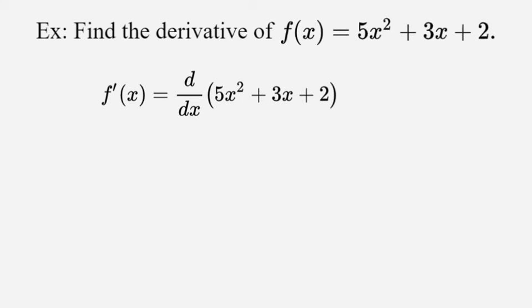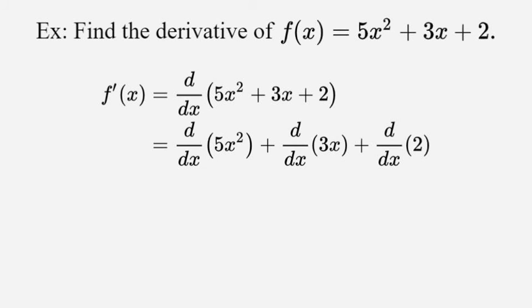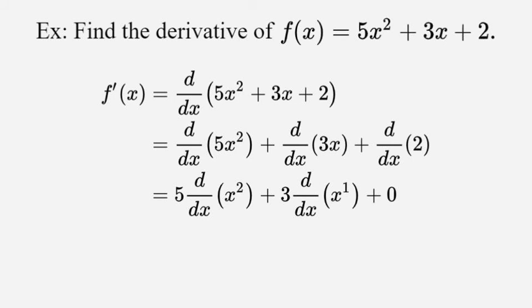So first thing to notice is that this polynomial is a sum of 3 terms, and so I can use the sum rule to distribute that derivative and take the derivative of each term individually. So I'm taking the derivative of 5x squared plus the derivative of 3x plus the derivative of 2. Now when I'm taking the derivative of 5x squared, I can use the constant multiple rule to ignore the 5 and bring it out in front. And so my answer for that first derivative will be 5 times the derivative of x squared.